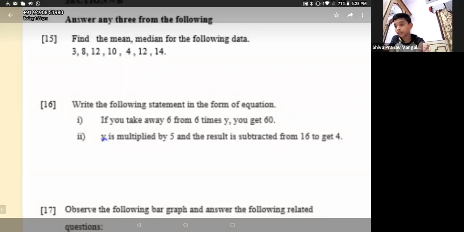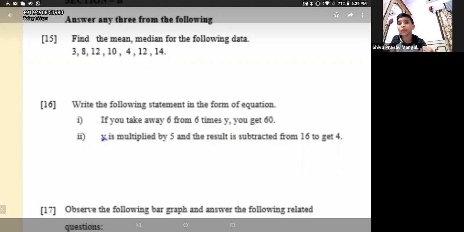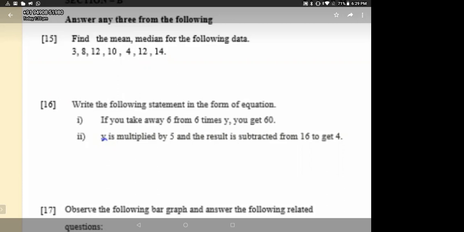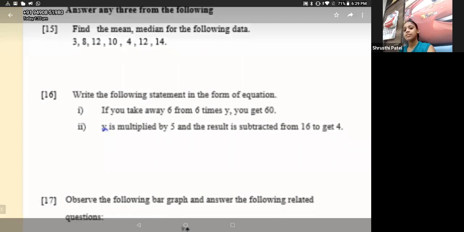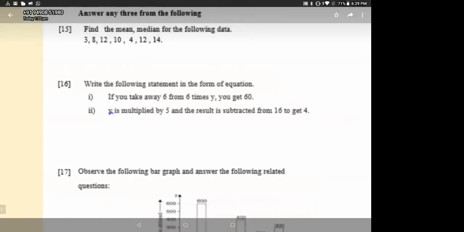Yes, ma'am, 9. 63 is the total. Yes, ma'am, 63. Ma'am, 7 9s are 63. Very good. It's right, children, right? 7 9s are 63.